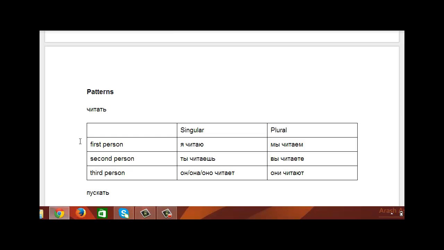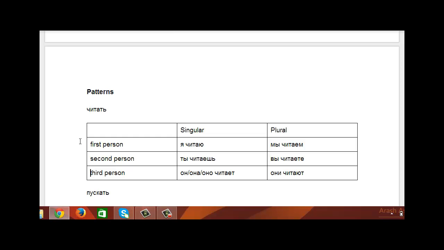Many verbs fall into the same pattern, and you know many already. Работать, заниматься, обедать. Many of the verbs that you learned in first year follow this pattern, but not all ending in -ать. Don't forget that. If I tell you that this verb пускать, which means to allow, is just like читать, think about how you'll conjugate it.